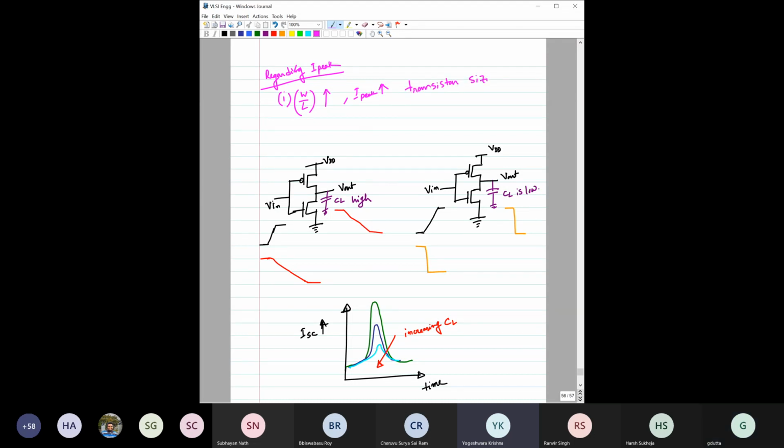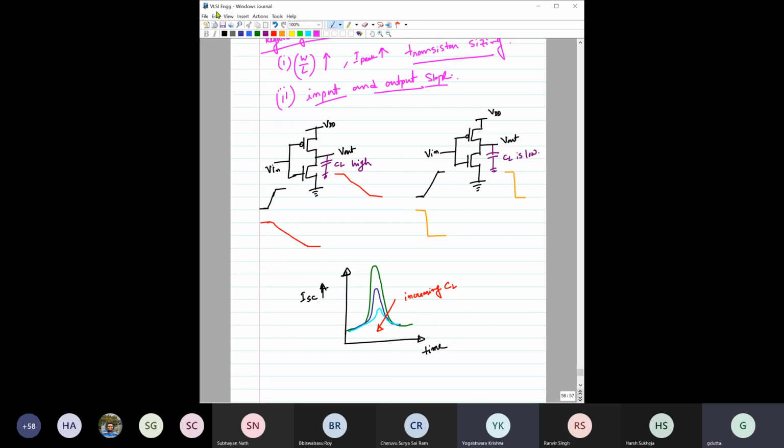Transistor sizing regarding I peak. So here I should write: I peak depends on this W by L ratio or this transistor sizing. Another very important thing is the input and output slope. See how it is dependent on the input and output. You will understand this quickly.